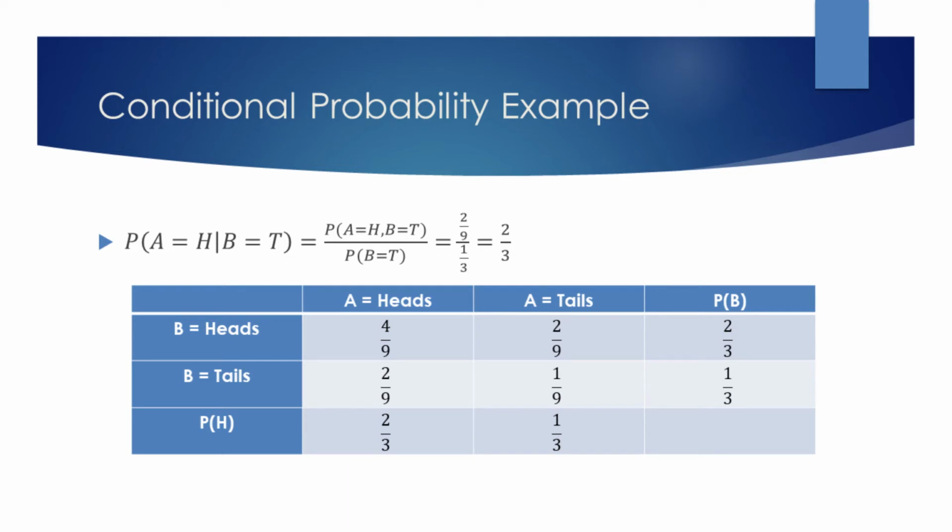is 2/3. It is worth noting that in our example, the tosses of the coins are independent events. That is why the conditional probability we just found is the same as the individual probability for A to display heads.